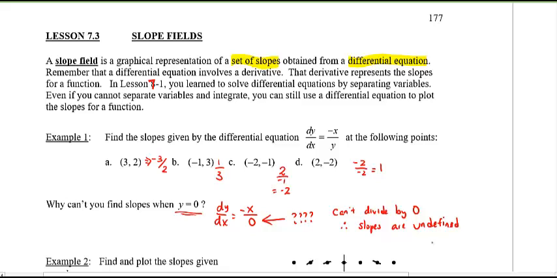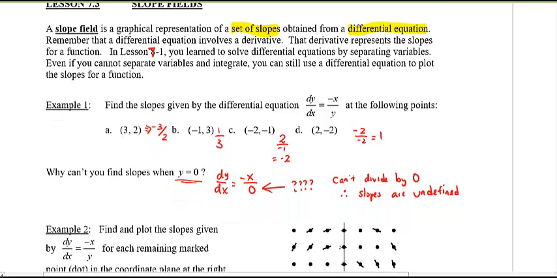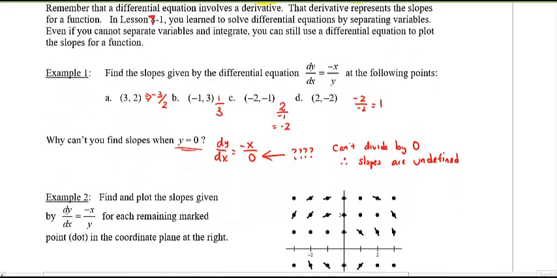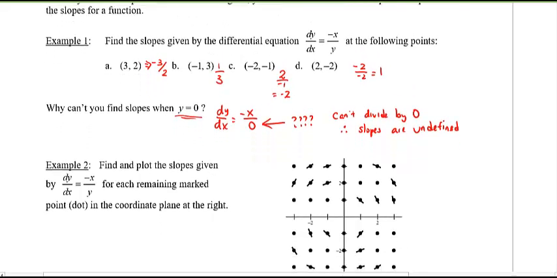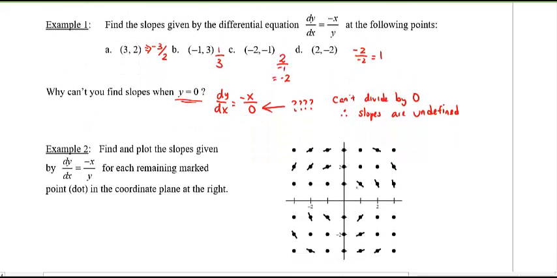Okay? So now in example number 2, I'm going to give you the exact same differential equation as in example number 1. Yay! And I'm going to ask you to find and plot the slopes given for each remaining marked point, or the dot, in the plane that doesn't have one of these nice little dashes. So each one of these dashes actually represents the slope at that particular point. So for example, from number 1a, the point given is 3, 2. And notice the slope is pretty steep in the negative direction, and that matches up with the slope of negative 3 over 2.